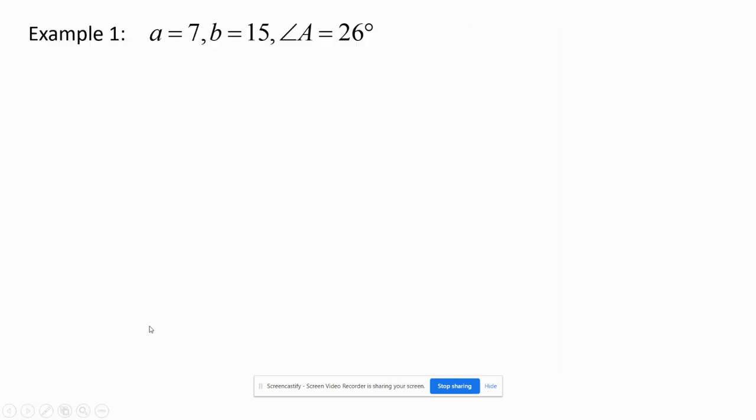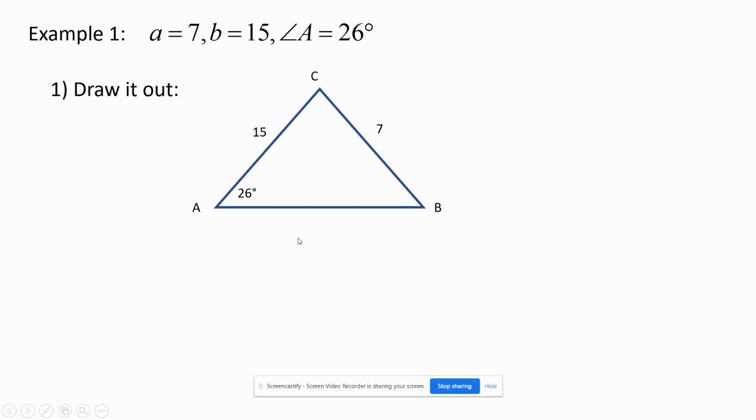So let's just take a look at an example and see how this would work. You're given this example: side A is 7, B is 15, angle A is 26. The first thing you want to do is draw it out. Again, it doesn't matter how you label it. I said ABC, A is 26, the side opposite A is 7, B is 15.